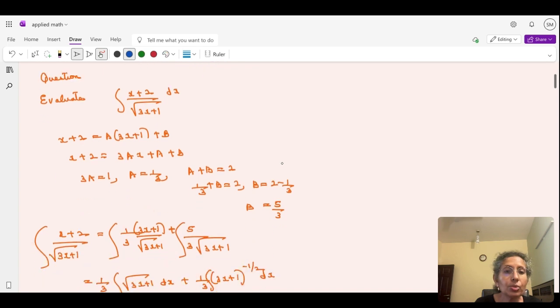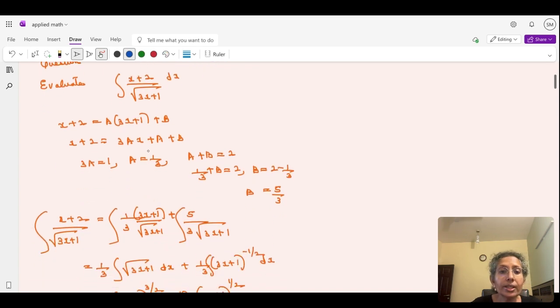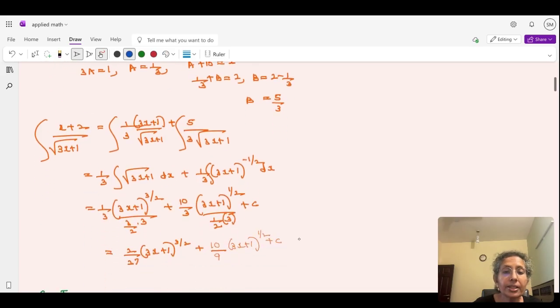So x + 2 equals 1 by 3 (3x + 1) + 5 by 3, and then you divide by root (3x + 1) and then integrate. So this becomes integral (x + 2) by root (3x + 1). This is 1 by 3 integral root (3x + 1) dx + 5 by 3 integral (3x + 1) raised to minus half dx. So what is integral of root (3x + 1)?